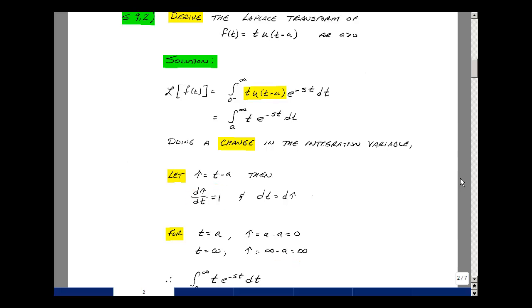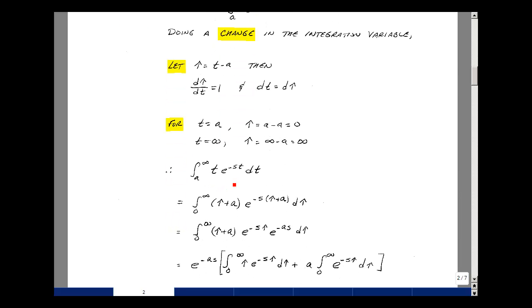So our integral then from a to infinity of t e to the minus st dt can be rewritten as the integral from 0 to infinity of t replaced by tau plus a, and then e to the minus s times t replaced by tau plus a, and then dt is the same as d tau. Multiply this out, I've got e to the minus s tau times e to the minus sa. Now this is not a function of tau, so I can bring it out in front, and I'm left with the integral from 0 to infinity of tau times e to the minus s tau d tau, and then also I've got a times e to the minus s tau times d tau. Separate those two terms out.